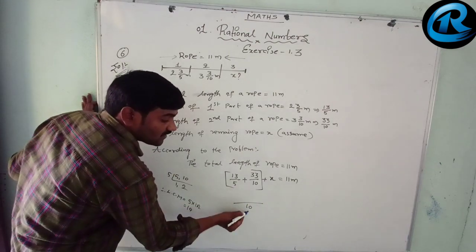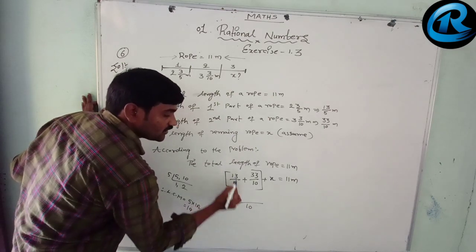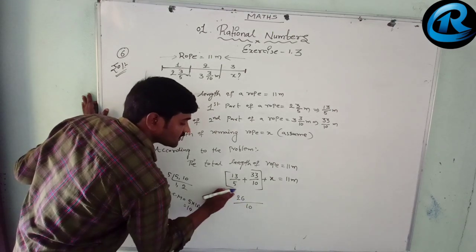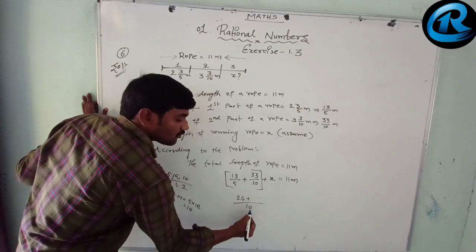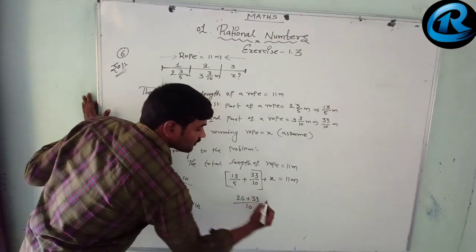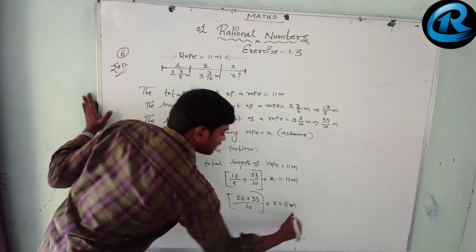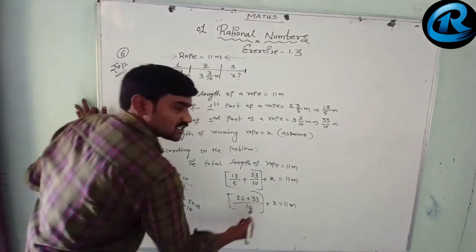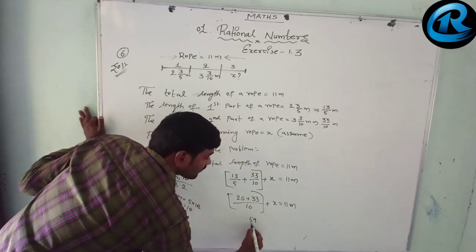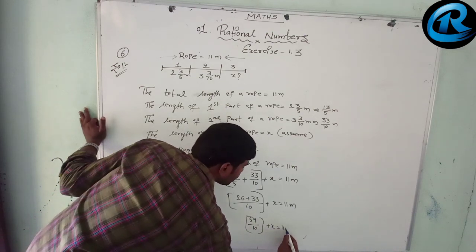What is the LCM process? See, 5 how many times is 10? 5 twos are 10. This 2 into 13, the number that comes here we have to multiply with this. 2 into 13 is 26, plus 10 how many are 10? 10 ones are 10. This 1 into 33 is 30 plus x equal to 11 meters. Yes, 26 plus 33. Okay, 6 plus 3 is 9, 2 plus 3 is 5. 59 by 10 plus x equal to 11 meters.